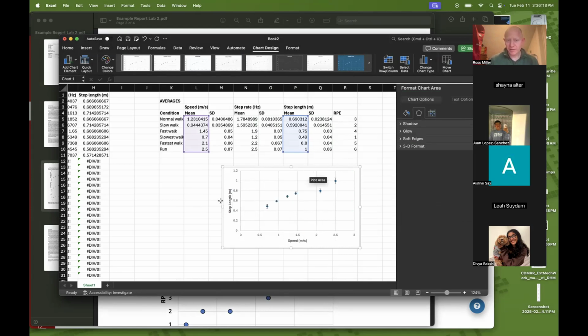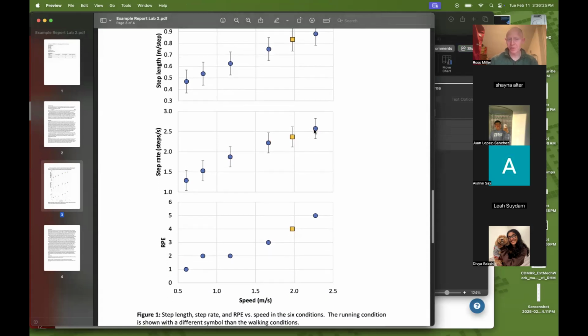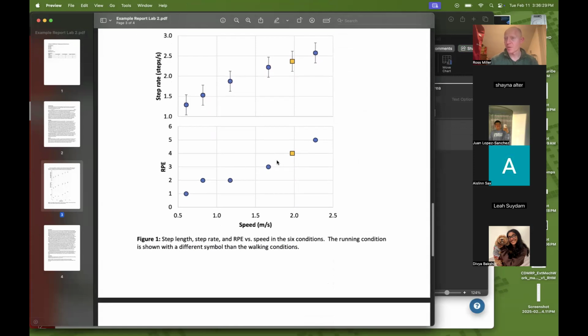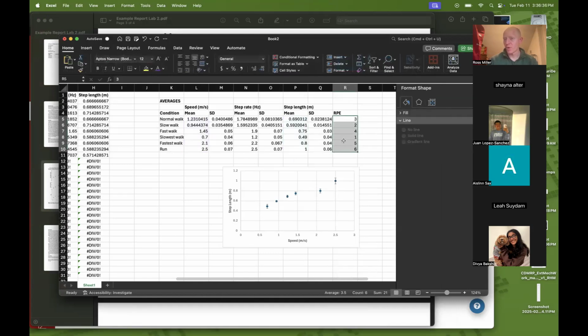So that is how you make that speed versus step length chart that is starting to resemble this one I have here. You'll do a similar thing to make a speed versus step rate chart, and then a similar thing to make the RPE chart. Now remember for RPE, we don't have any standard deviations. We just have that one value that was reported for the condition. So for RPE, you won't have the error bars. It'll just be the single value of the RPE for that particular condition. But for the step length and for the step rate, you should have the mean plotted versus speed for each of them, and then the error bars around that mean for each of them.